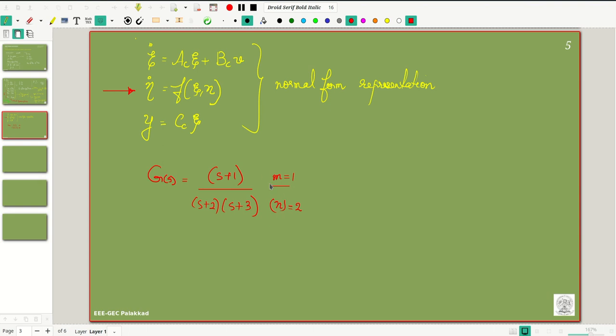So what is the relative degree of this system? The relative degree here is equal to 1, since 2 minus 1 is 1. So what happens for a linear time invariant system? There are two dynamics here. There will be x1 dot and x2 dot, and one of the dynamics will be linearized and one of the dynamics will be left over.